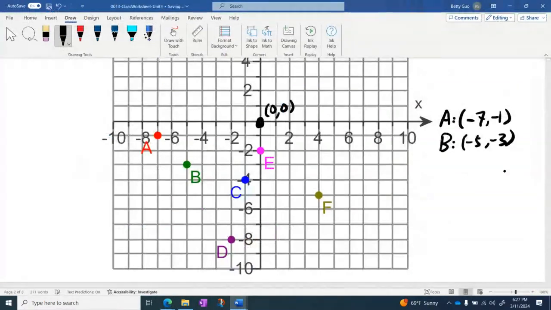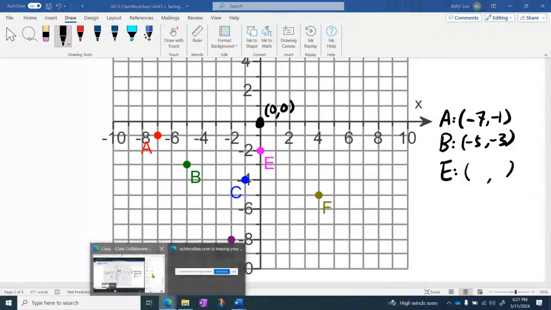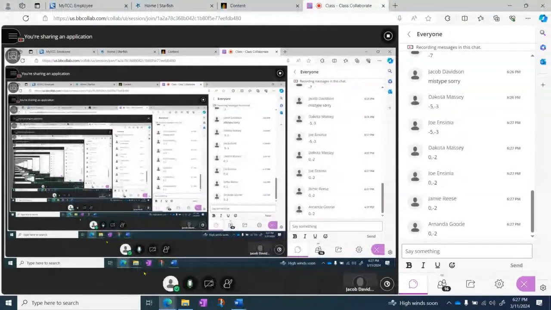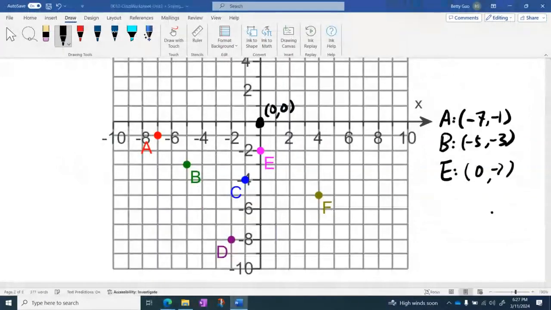Help me with point E. Point E is right here, right below the origin. What are the coordinates for point E? (0, negative 2). Awesome, very good. The origin is (0, 0). Normally we use the capital letter O to represent the origin, and its coordinate is (0, 0).